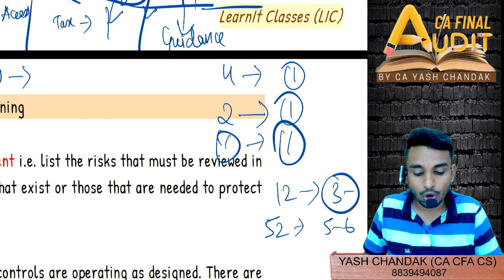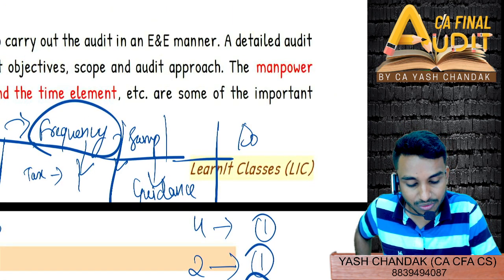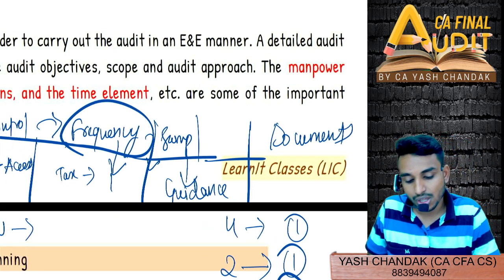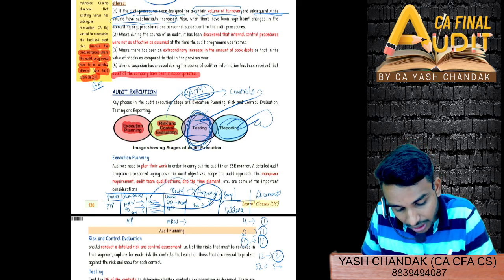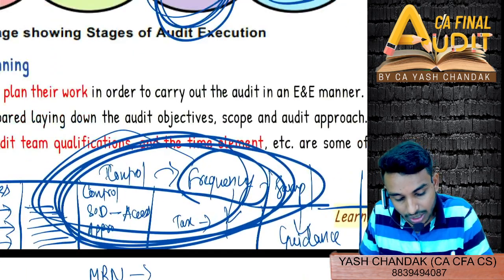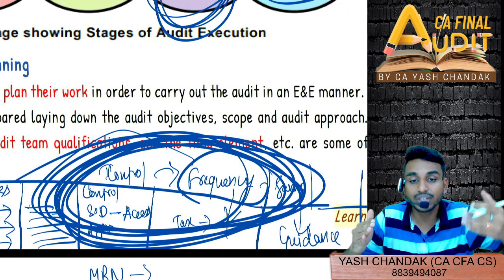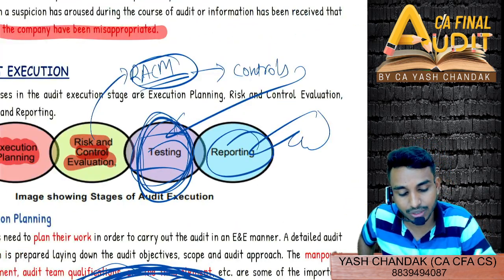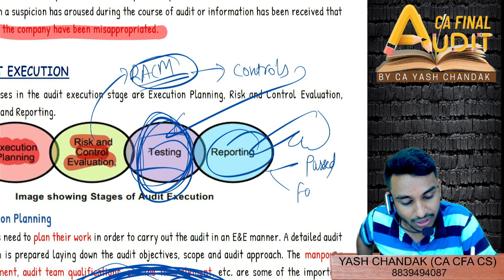So these are all the sampling, and then you will decide which documents you need to obtain for the purpose of testing these internal controls. In essence, you are testing these internal controls: the controls, the frequency, all the controls. You will then test whether they are operating effectively or not. And lastly, you will report whether the controls have passed or failed.